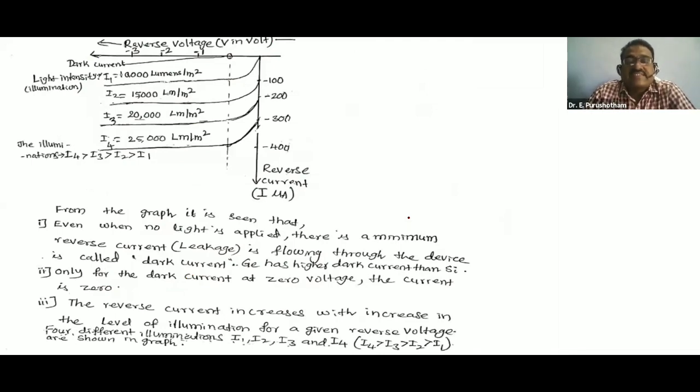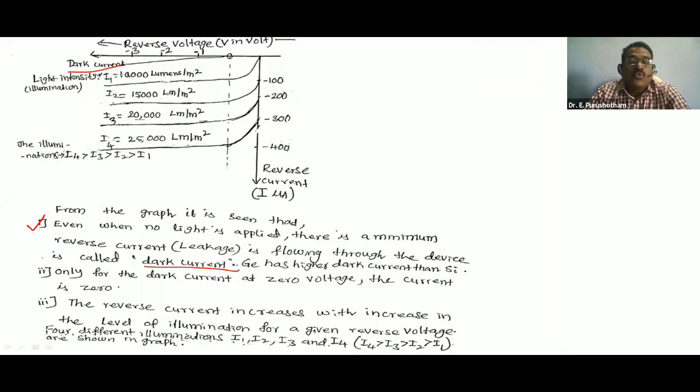From the graph, we can explain the first point. Even when no light is applied, there is a minimum reverse current or leakage current flowing through the device, called dark current. What is that dark current? Even when no light is applied, there is some minimum reverse current or leakage current flowing through the photodiode. That is called dark current. Germanium has higher dark current than silicon.